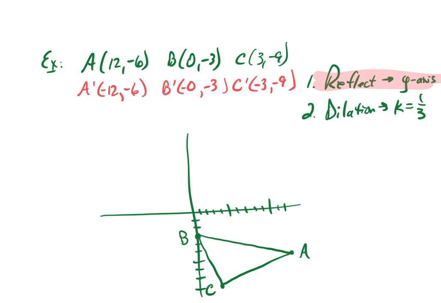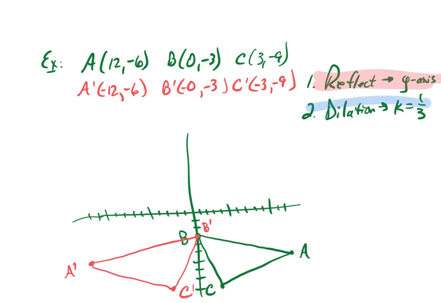So for my picture to draw the reflection, here we go in red. 12 to the left and 6 down is the new location for A. Stay in the middle, go down 3 is the new location for B. Left 3, down 9 is the new location for C. So when I connect A prime, B prime, C prime, and back to where I started, I then have a reflection about the y-axis of our original green triangle.